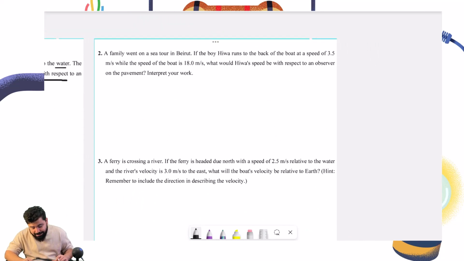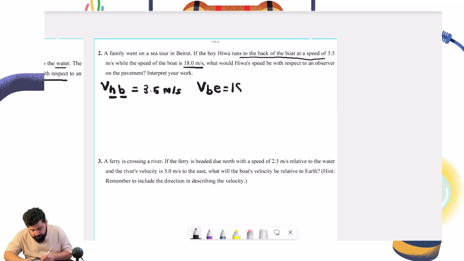Question 2, it says, a family went on a sea tour in Beirut. If Hiwa runs to the back of the boat at a speed of 3.5 meters per second, this is going to be Hiwa's velocity relative to the boat. So HB, Hiwa relative to the boat, is 3.5 meters per second. If the speed of the boat, this is going to be the velocity of the boat relative to the Earth, is equal to 18 meters per second.